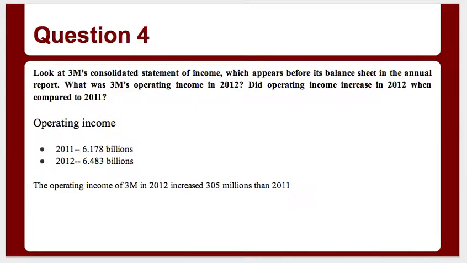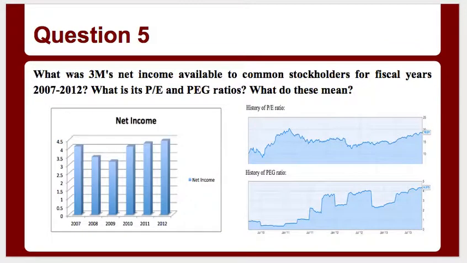Question 4. The net operating income in 2012 is 6.483 billion, and the operating income in 2011 is 6.178 billion. Operating income increased in 2012 when compared to 2011. The operating income of 3M in 2012 increased by 305 million from 2011.